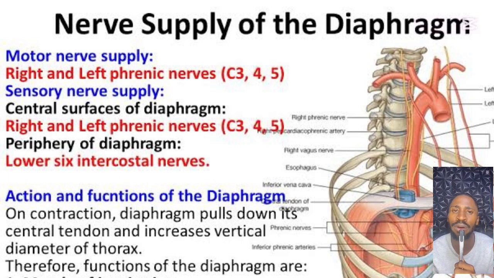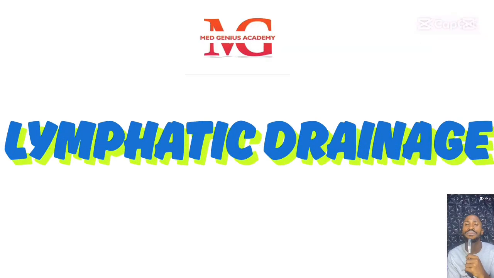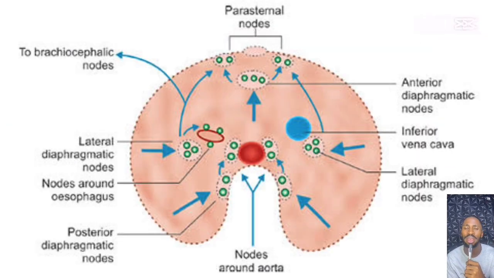We have the lower 5 intercostal nerves and the subcostal nerve. They supply the peripheral part of the diaphragm. The right and left phrenic nerves supply the right and left half of the diaphragm, close to the esophageal region, while the lower 5 intercostal nerves and the subcostal nerve supply the peripheral part of the diaphragm. The lymph of the diaphragm is drained to 4 basic nodes.